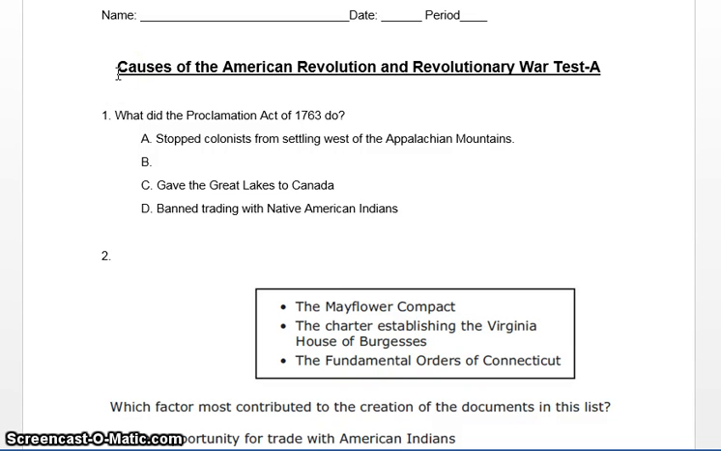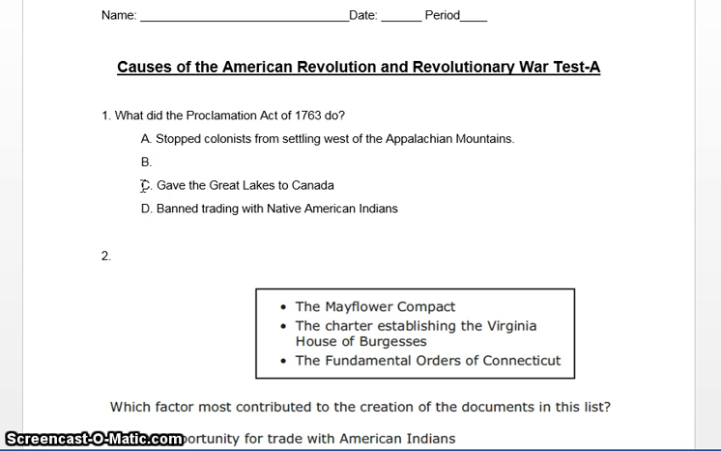Causes of the American Revolution and Revolutionary War test. Number 1. What did the Proclamation Act of 1763 do? A. Stopped colonists from settling west of the Appalachian Mountains.